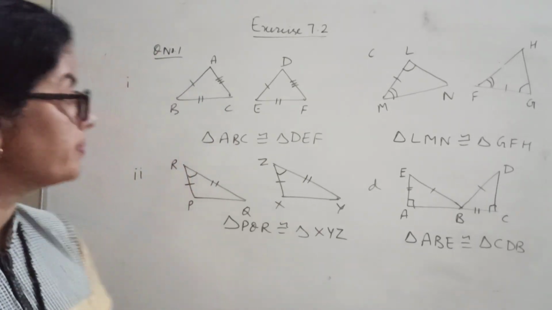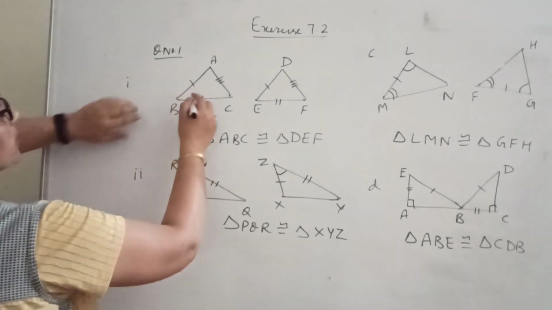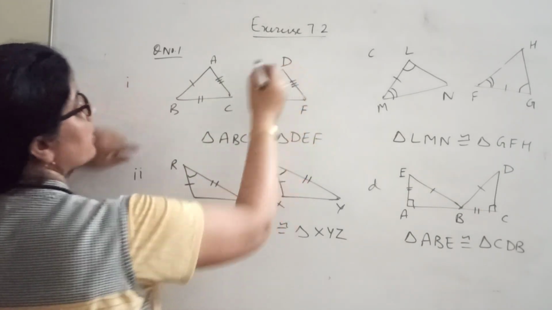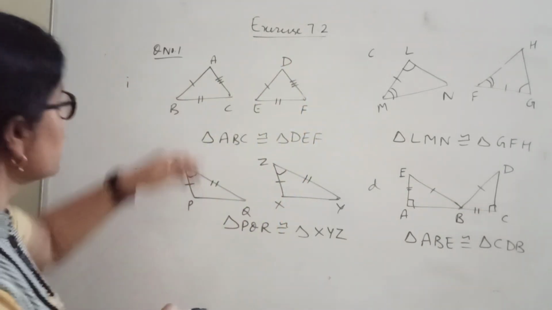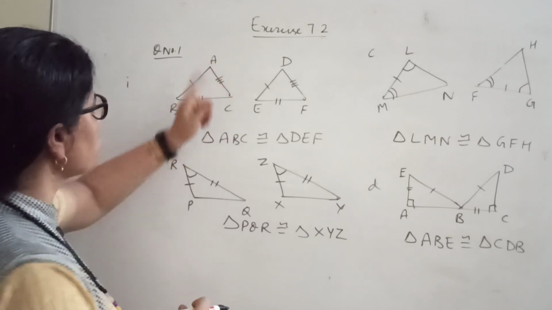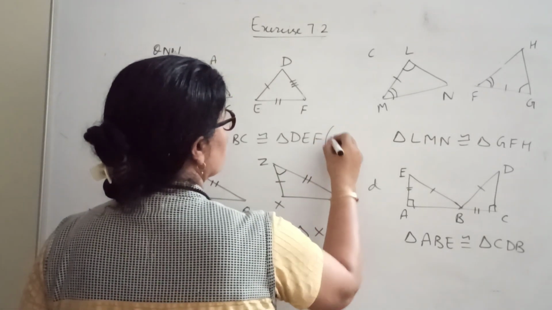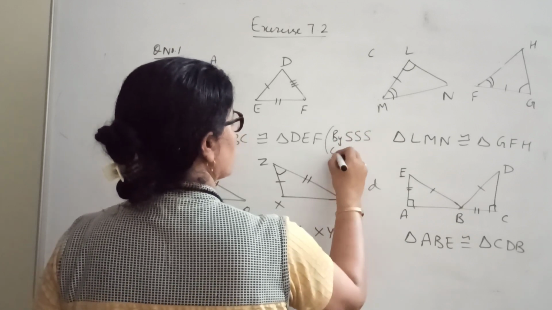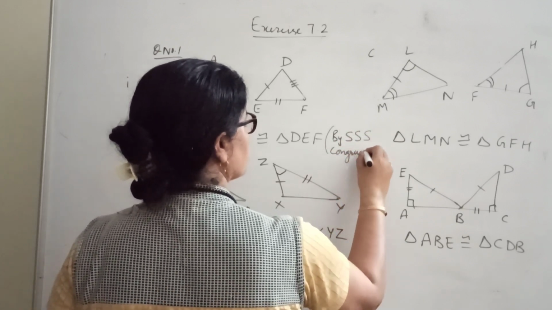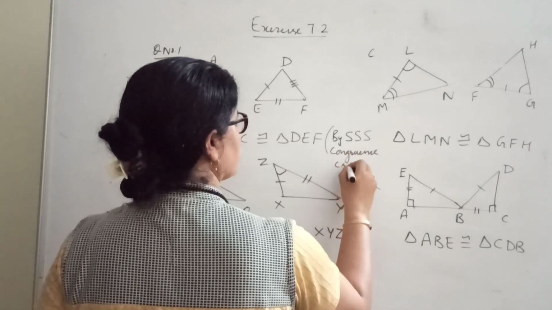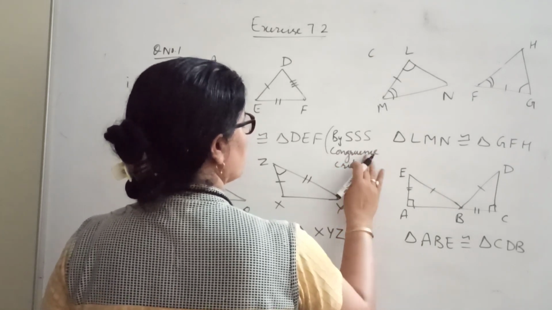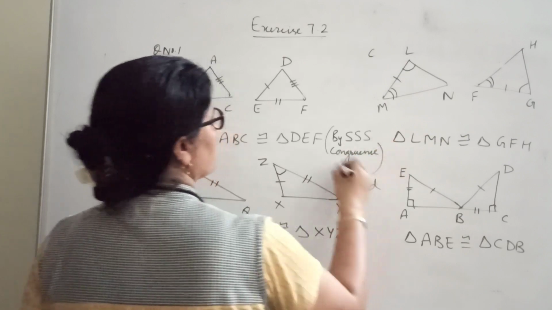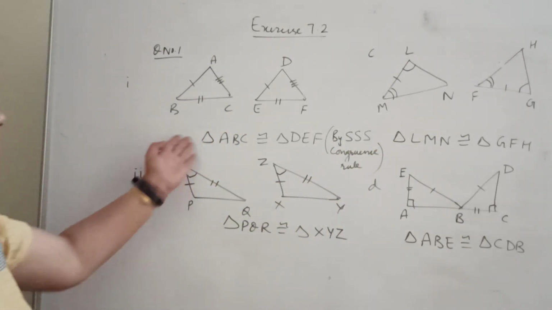See carefully here. See what is given here. All three sides of one triangle are equal to all three sides of another triangle. Side, side, side. So what will be the answer? By SSS congruence criteria, or you can say rule. In place of criteria you can write rule also. By SSS congruence rule they are congruent.